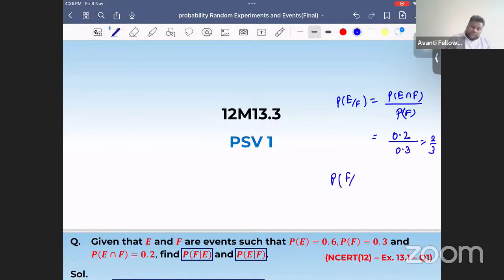Similarly, P(F upon E) you can find. So F upon E will be P(E intersection F) upon P(E). So this answer will be 1 by 3. Correct?